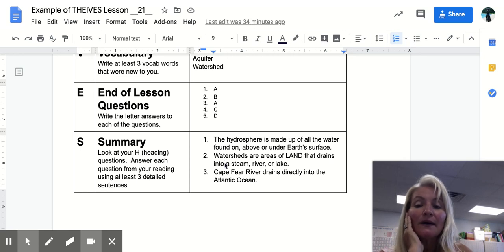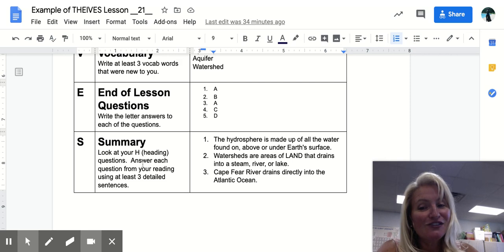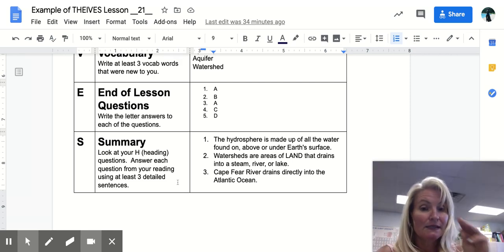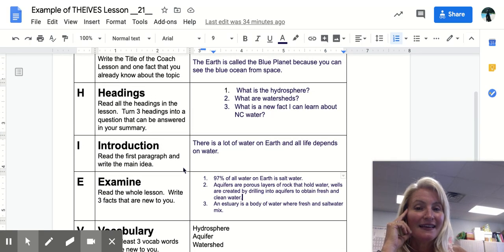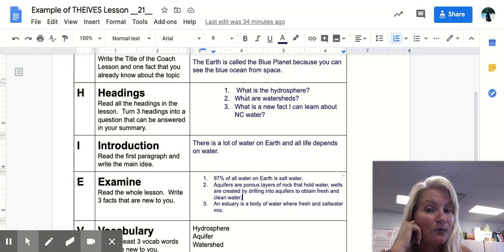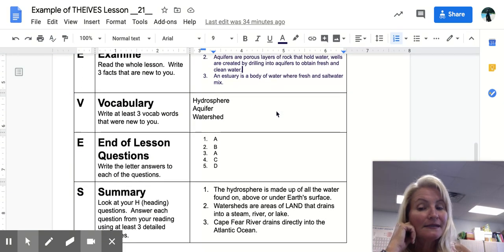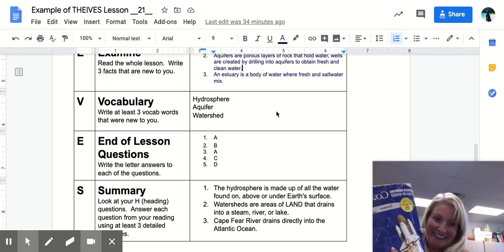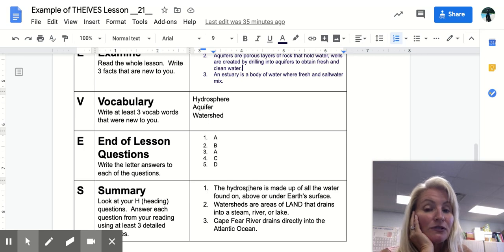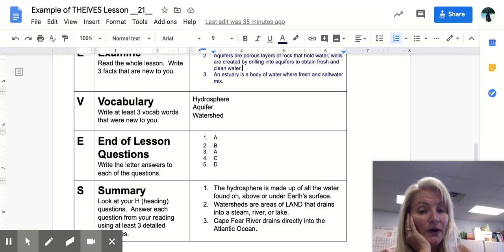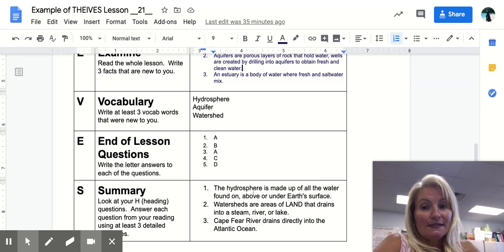Summary. Now we need to answer, or read, I'm skimming. Look at your H heading questions and answer each question from your reading using at least 3 detailed sentences. So I will go back to heading. Number 1 stated question, what is the hydrosphere? So, because I read the lesson and you did too, I will say, number 1, the hydrosphere is made up of all the water found on, above, or under the Earth's surface.